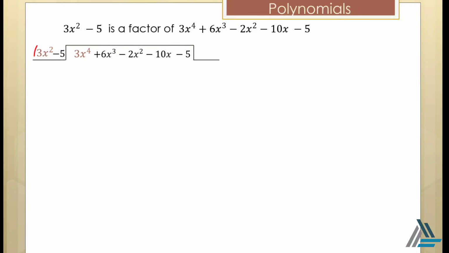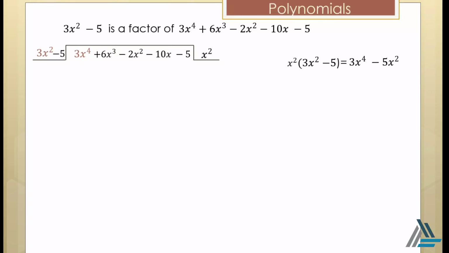Now we have to equate both terms. Here the constant is the same. We have to only equate the powers. For this we have to multiply by x raised to power 2. In this way, when we multiply x square by 3x square minus 5, here we get 3x raised to power 4 minus 5x square.